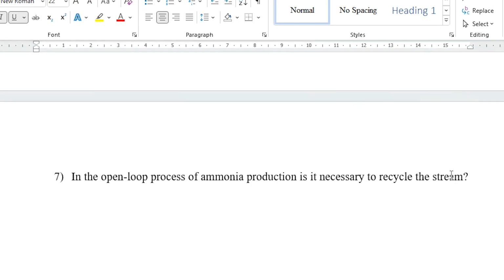In the open loop process of ammonia production, is it necessary to recycle the stream? It is not. Open loop means that the loop is not closed. Once you recycle the stream, the loop will be closed. And if a product is recycled back to the process, then we call it a closed loop. And if it is not recycled, then we will call it an open loop. So the open loop and closed loop are also basic concepts of the control loop as well.